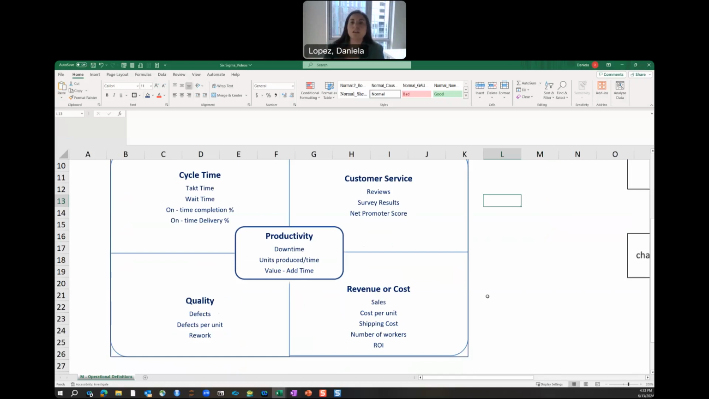Revenue or cost, this is really important to a lot of businesses because we are interested in making money, right? So are we having any sales? Is there a cost per unit? Is it a shipping cost that we need to take into consideration? How many employees are working with us? What is the return on investment? That is what ROI stands for.